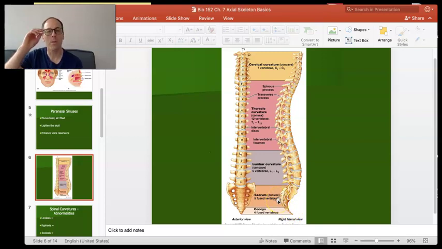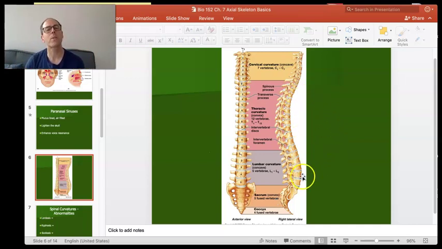Now, it's important to remember the number of vertebrae that you have in each one of these regions. In the cervical region, you have 7, labeled C1 to C7. In the thoracic, you have 12, starting at T1 down to T12. And then in the lumbar, you have 5, L1 to L5. Well, how do you remember that? If you remember, breakfast at 7, lunch at noon, 12, dinner at 5, you remember cervical, thoracic, lumbar.